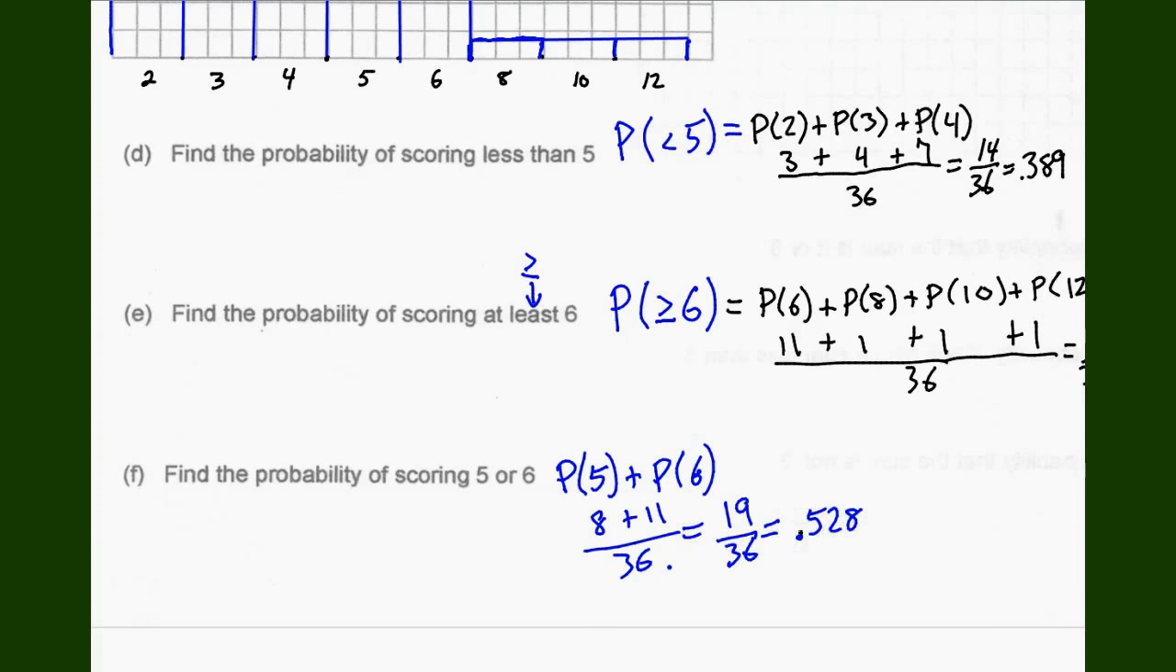All right, homework number 18. Let me show you on the board.